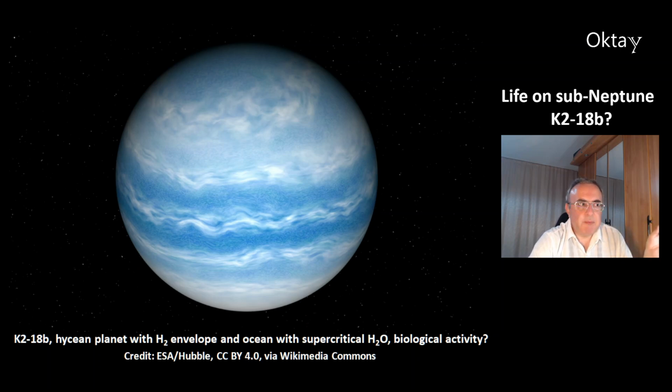This is another artist's image of this planet, K2-18b, the Hycean planet with the H2 envelope. Its ocean could be with supercritical water. That's water at a higher pressure and temperature. And the question is, are these conditions good enough for biological activity?